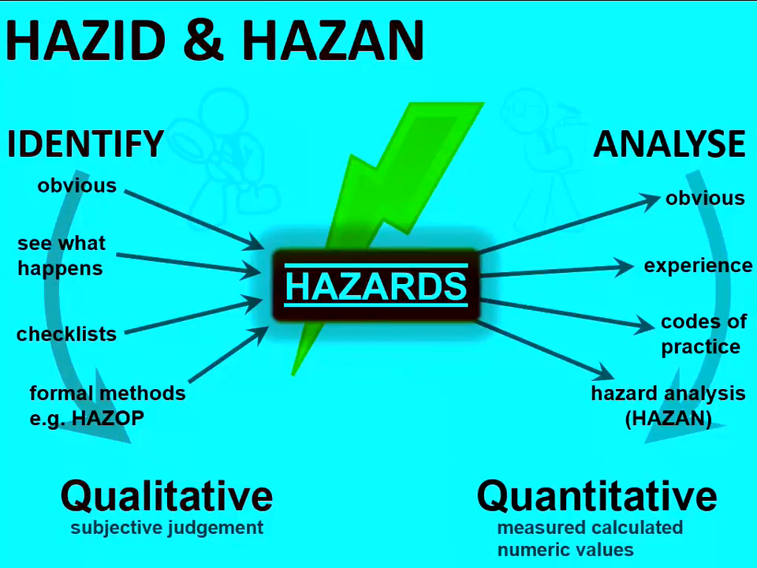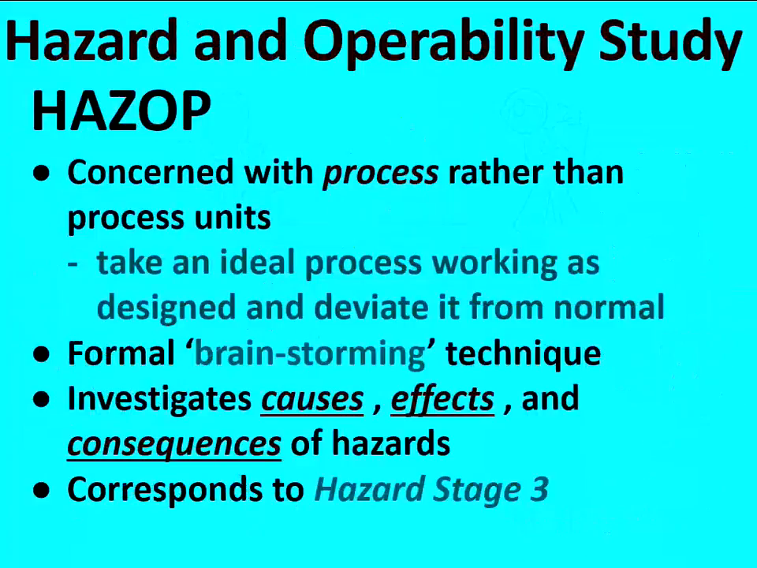So HAZOP's concerned with the process rather than the process units. And it takes an ideal process, working as the designer intends it to, and gives it a little deviation. You deviate it from its normal operating method. And then you have a look at it and you say, well, okay, what's going to happen if you do deviate it? So it investigates causes, effects, and consequences of the hazard. And I've got a note at the bottom there saying it corresponds to hazard stage 3. That's actually something we get from the CME.